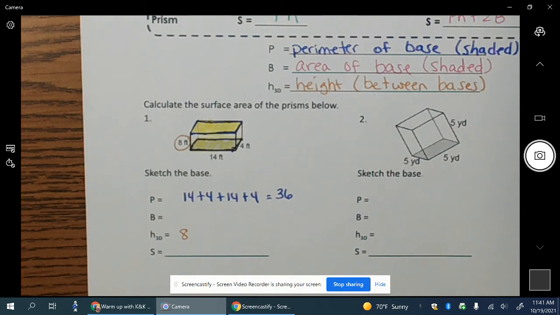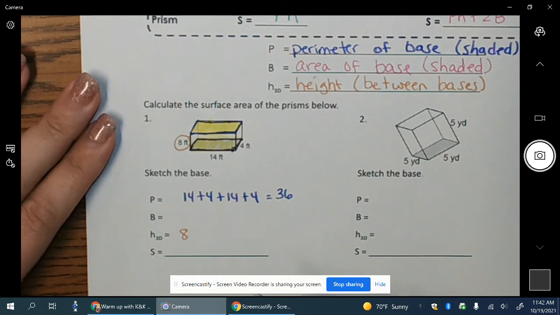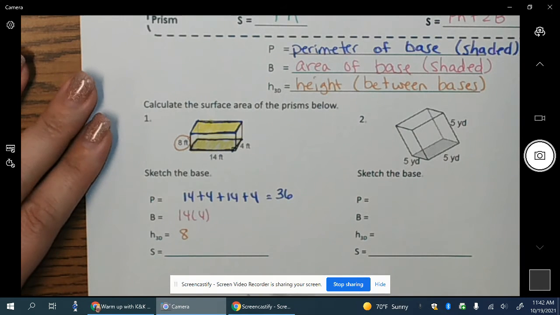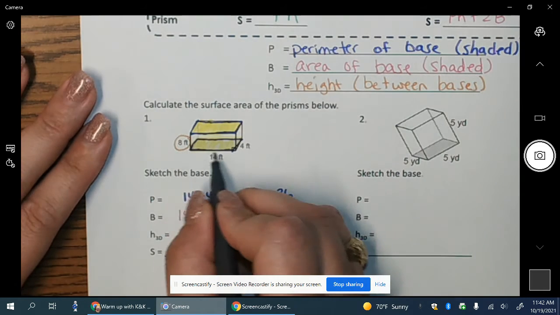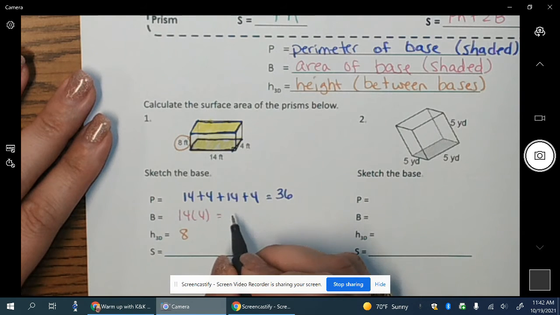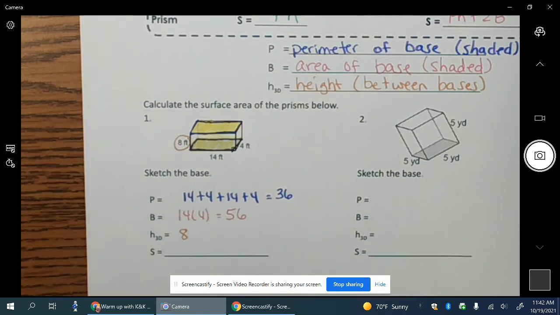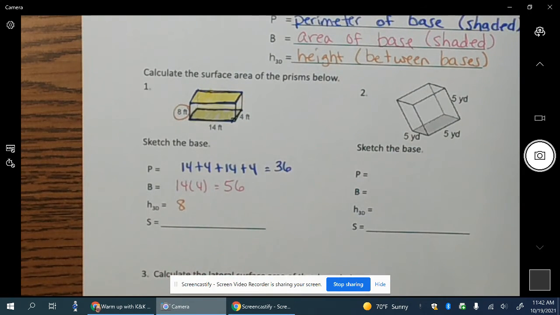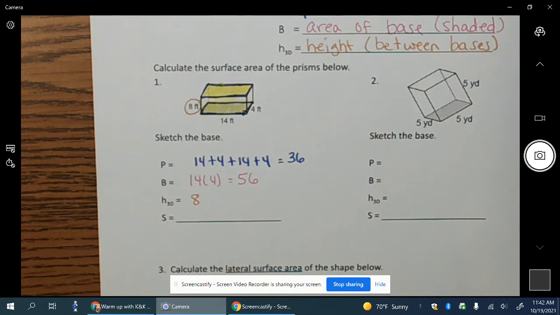Okay. Now, big B means what? Area of the base. So what two numbers multiply together to give me the base? 14 times 4. Right? Yep, because it's BH. What does that equal? 56. Okay, this is exactly what we did yesterday. Okay, now we're going to put it in the formula for surface area.